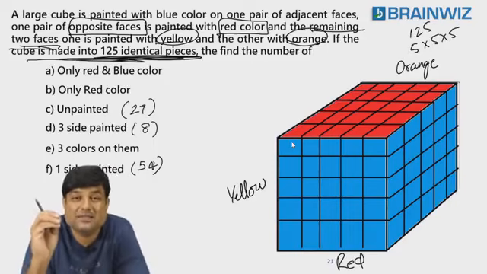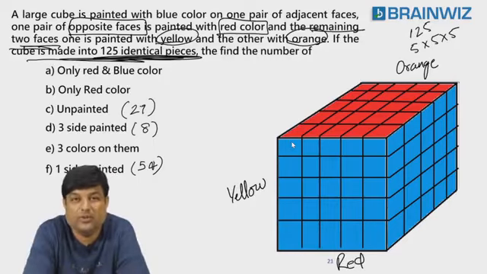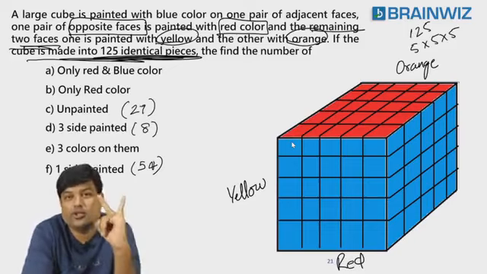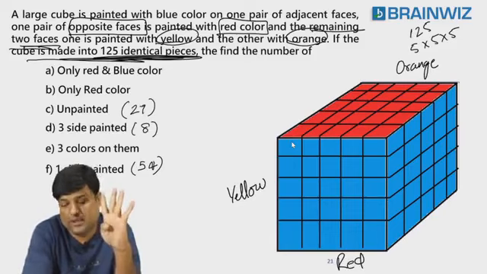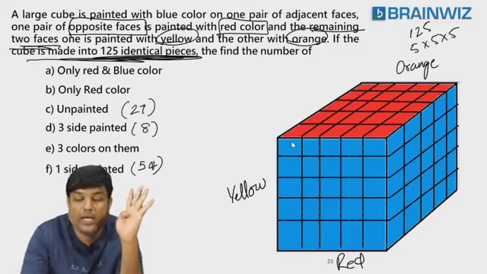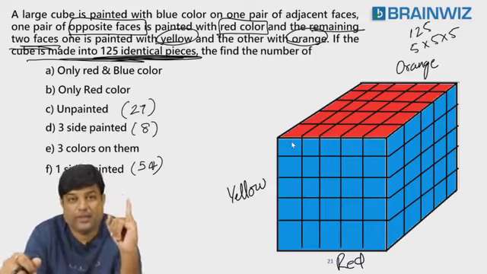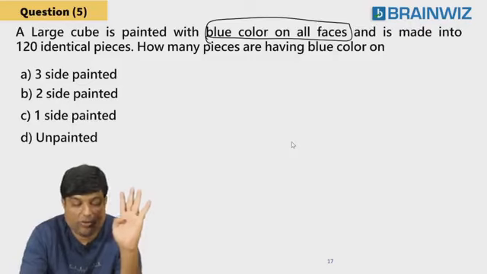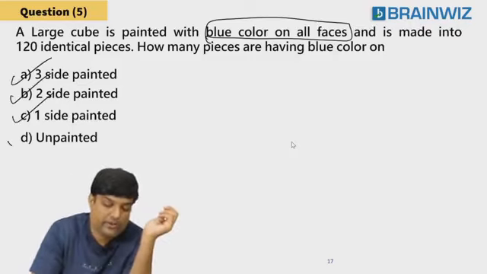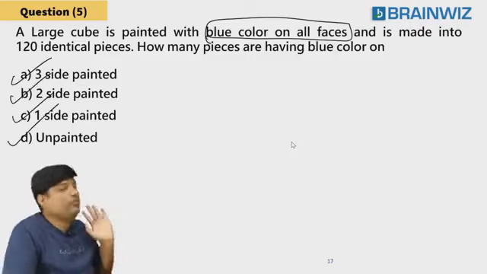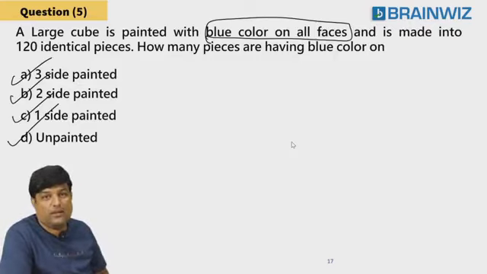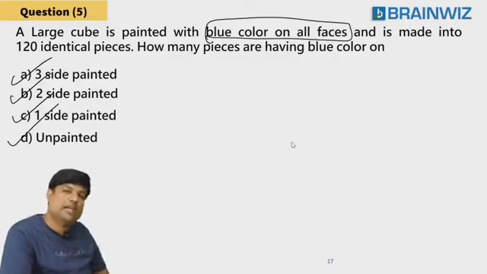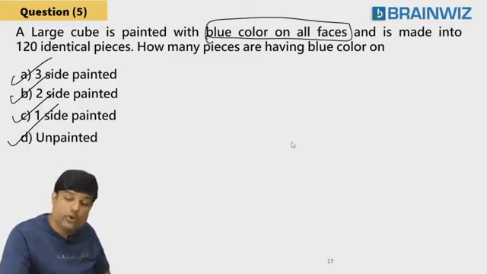You can answer always 8. Remember I'm telling you, you can answer only 3 side painted, 2 side painted, 1 side painted, and unpainted. Look at that. Only these 4 questions have a formula, students. Only these questions have a formula. Are you understanding? If they ask you beyond that, look at that.